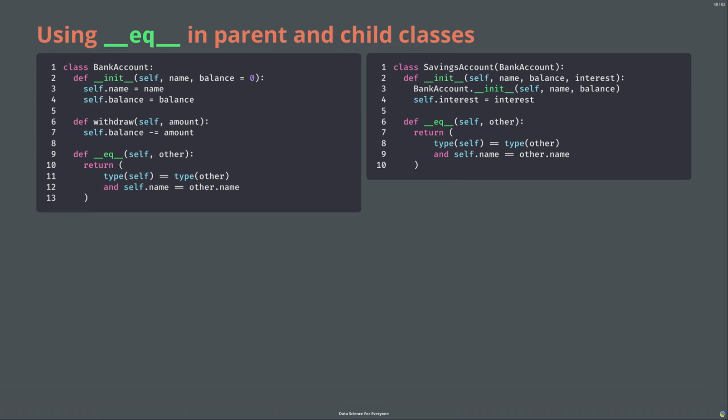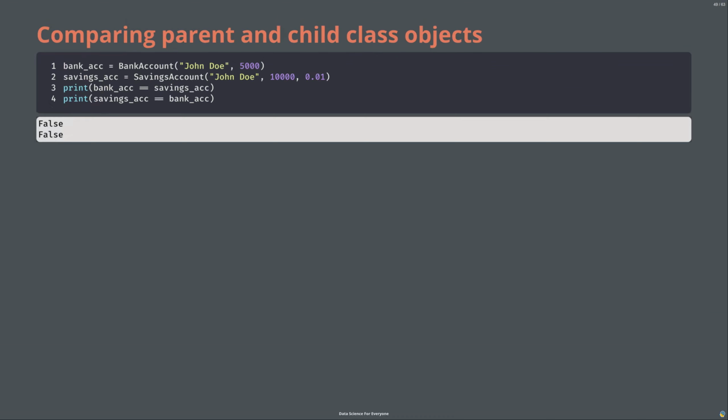Earlier, we looked at how to change the __eq__ method in a custom class to compare the attributes and the types of two objects. But what if the second object in the comparison is a subclass of the first? Think back to the bank account and savings account classes we used before. In this example, we have added the __eq__ methods to both the classes. Let's create one object from each class and compare them.